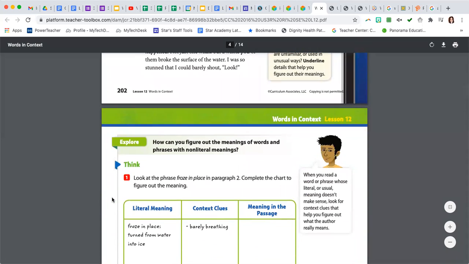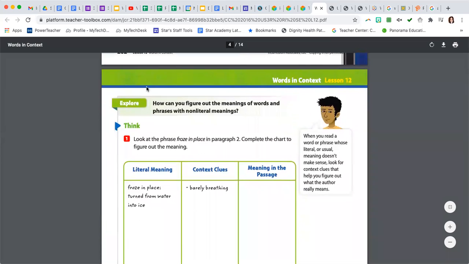All right, let us take a look at page 203 up at the top where it says explore. How can you figure out the meanings of words and phrases with non-literal meanings? So, I'd like you to take a look at where it says think here. Look at the phrase froze in place in paragraph 2 and complete the chart to figure out the meaning. And here's a little think bubble. When you read a word or phrase whose literal or usual meaning doesn't make sense, look for context clues that help you figure out what the author really means.